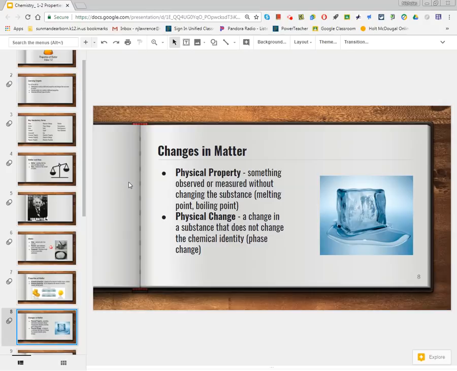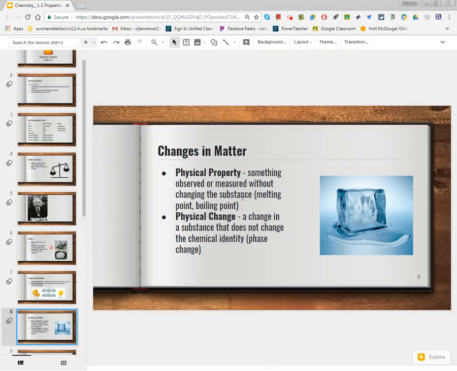We can also classify matter as physical properties and also chemical properties, we'll see in a minute. Physical properties is a property we can observe without changing the chemical makeup of that structure. Let me say that again. Physical properties is something that we can measure or observe without changing that chemical.